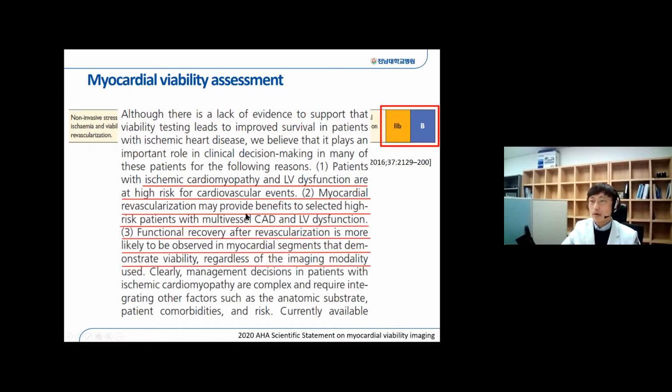So myocardial revascularization may provide benefits to selected high-risk patients with multivessel CAD and LV dysfunction. Functional recovery after revascularization is more likely to be observed in myocardial segments that demonstrate viability regardless of the imaging modality. So the functional improvement may not be linked with the patient's prognosis, but myocardial viability testing still makes sense from a scientific view, and it can be used in selected high-risk patients.